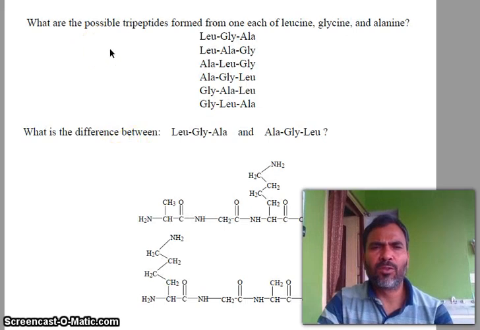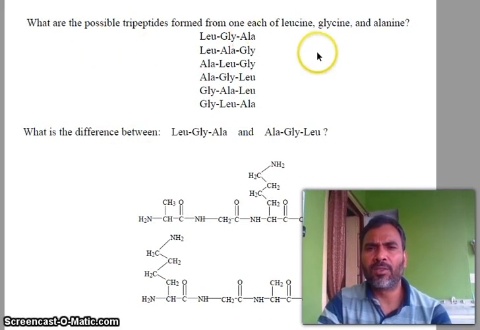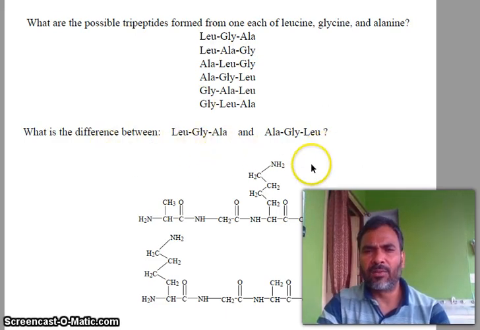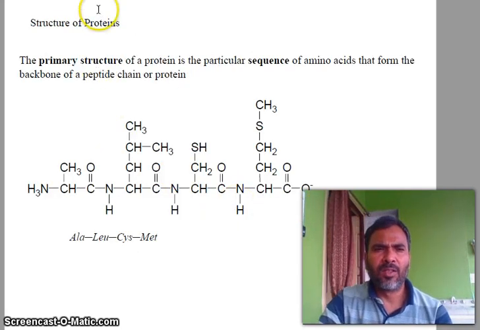So what is the possible tripeptide formed from one each of leucine, glycine and alanine? What is the difference between Leu-Gly-Ala and Ala-Gly-Leu? So look at the structures, how they are making the peptide.